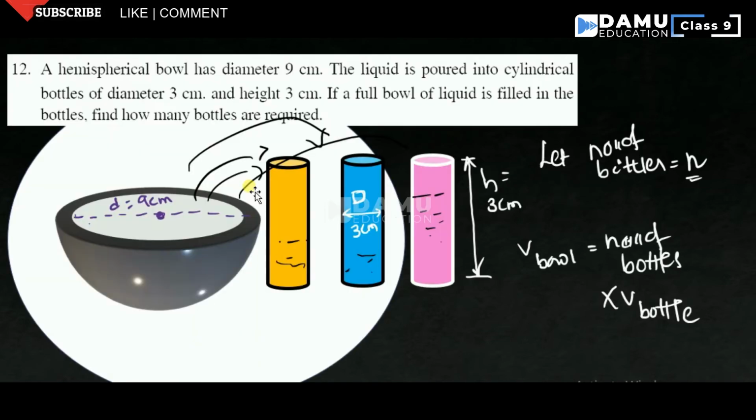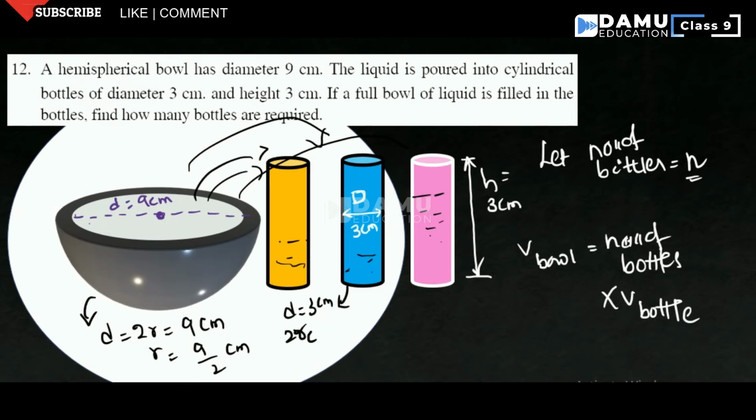Here they are given the diameter, not the radius. So we have to find the radius. Let's take 2r will be equal to d, which is equal to 9 centimeter. Then r will be equal to 9 by 2 centimeter. This is the radius of the bowl. Then what is the radius of the cylinder? d is equal to 3 centimeter, that will be 2r. So 2r is equal to 3, then r of the bottle will be 3 by 2 centimeter.